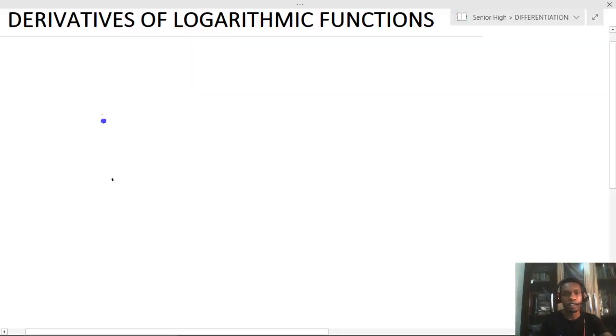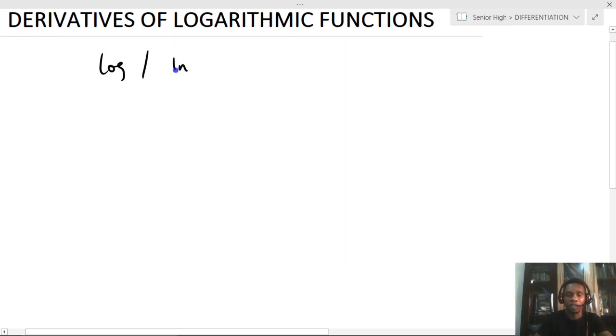Welcome to today's class. We'll be talking about the derivatives of a logarithmic function. Before I talk about how to find the differentiation of y when you're given a logarithmic function, whenever you hear the word logarithmic function, you're talking about log, or you can see it in this form, ln. This is what we call the natural logarithm, the ln.